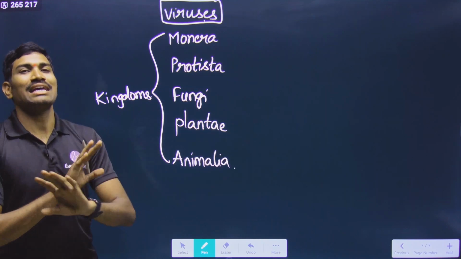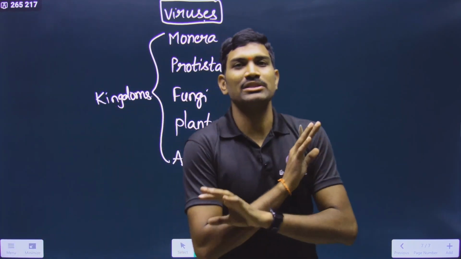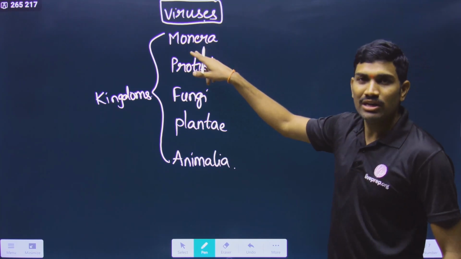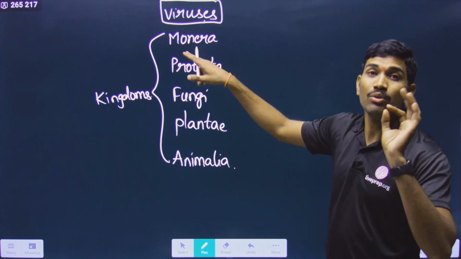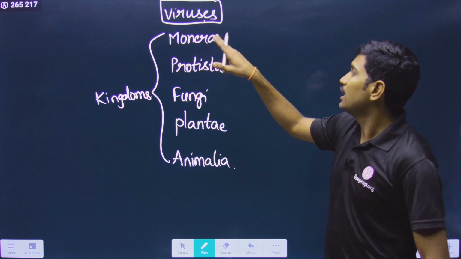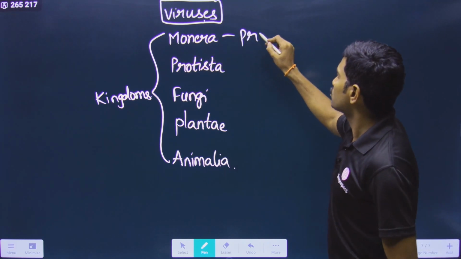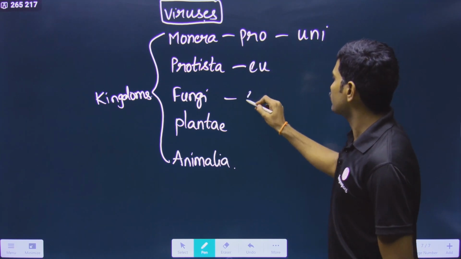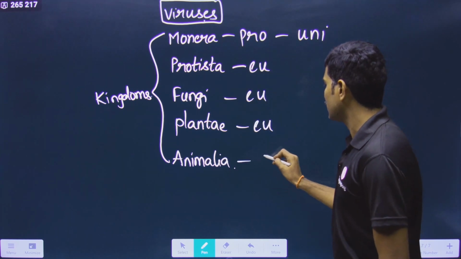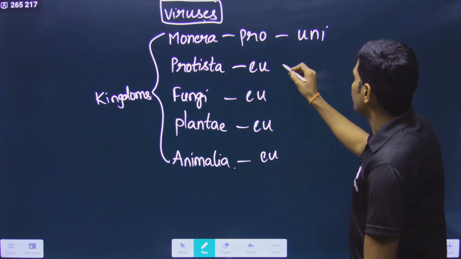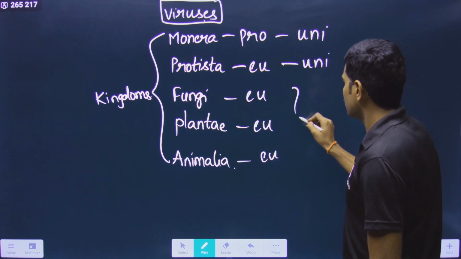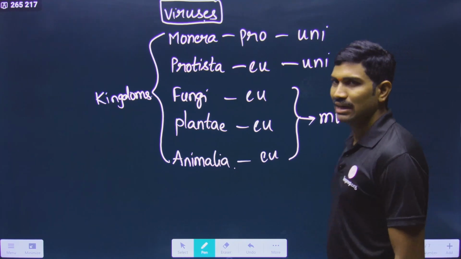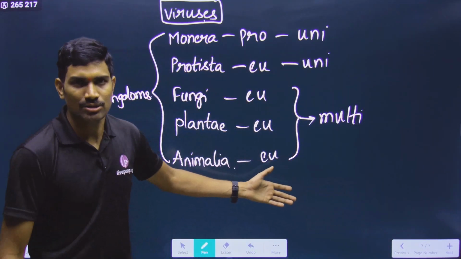Viruses are not kept under any kingdom. They are not present under any kingdom. So they are present separately. Please remember, in the kingdom Monera, what are present? Unicellular prokaryotes are present. These are prokaryotes and unicellular. Protista, eukaryotes, Fungi, eukaryotes, Plantae, eukaryotes, Animalia, eukaryotes. And Protista are unicellular eukaryotes, but Fungi, Plantae and Animalia are multicellular. Already in the cell chapter also I have clearly explained all these points.